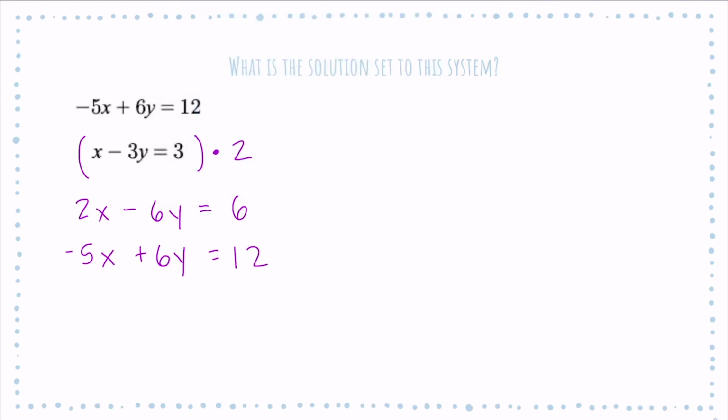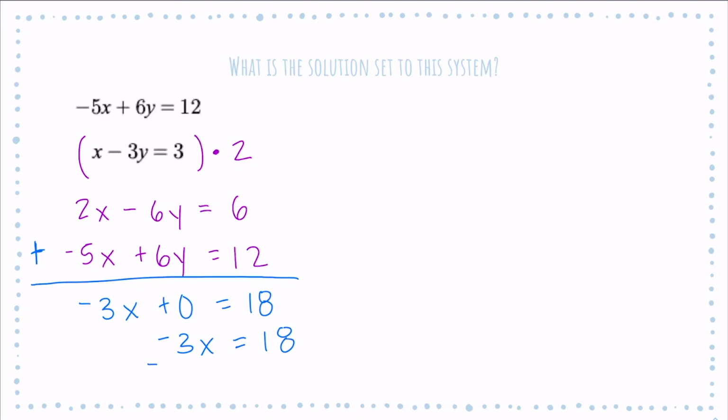So we start by adding the equations. 2x plus negative 5x gives us negative 3x. Negative 6y plus 6y gives us 0. 6 plus 12 gives us 18. And then our last step, divide by x's coefficient to give us x equals negative 6.